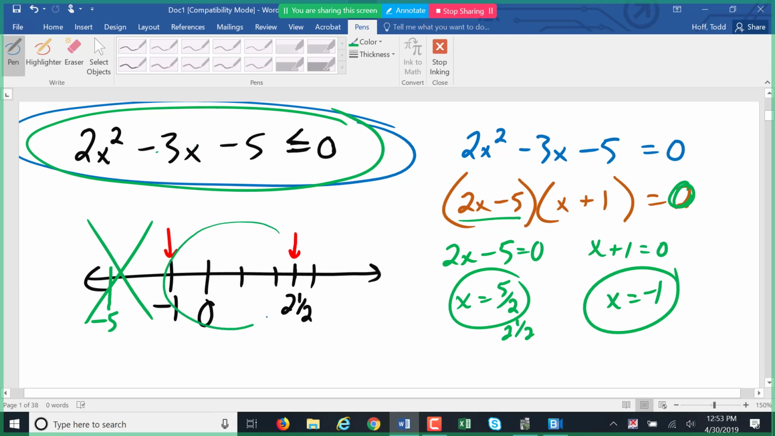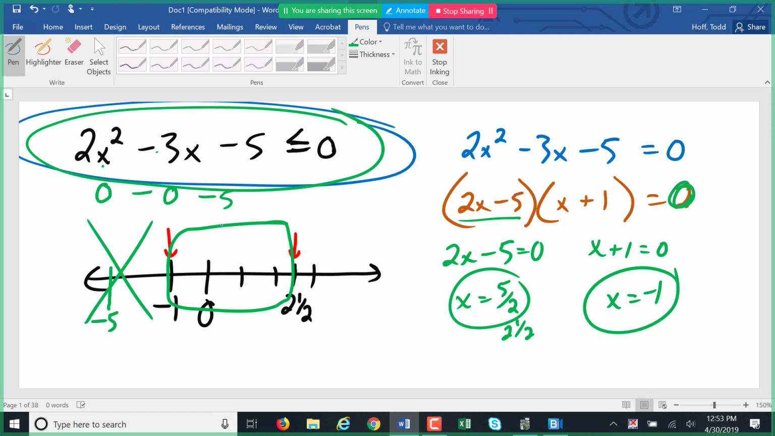This centerpiece here, well, 0 is obviously in that center group, so let's try x equals 0. If we put 0 in for x, x squared is still 0, so that's just 2 times 0 is 0. 3 times 0 is 0. 0 minus 5 is definitely less than or equal to 0. So that is a solution. In that area, the values that are between those critical values, those boundary values, do make that inequality true.